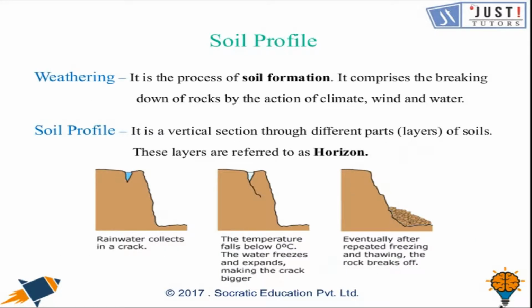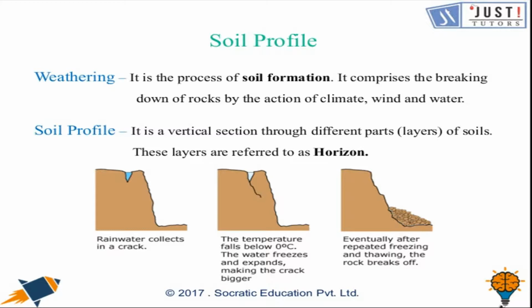Let's learn about how soil is formed. The process of soil formation is called weathering. Now this comprises the breaking down of rocks by the action of climate, wind and water over thousands of years. The nature of soil depends on the rocks from which it is formed and the type of vegetation that grows in it. Each layer is different from the other in terms of texture, color, depth and chemical composition.